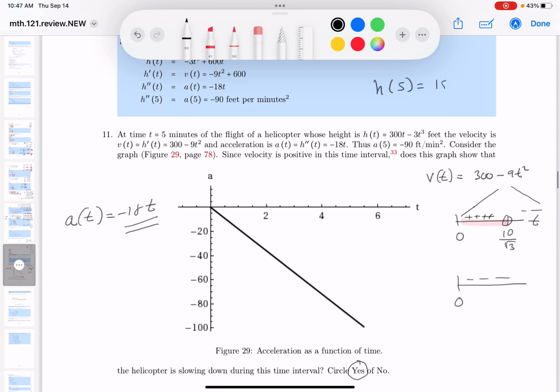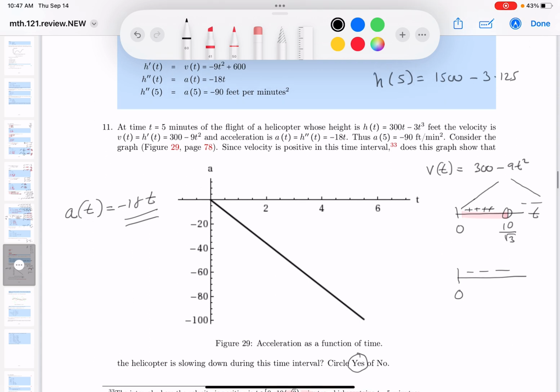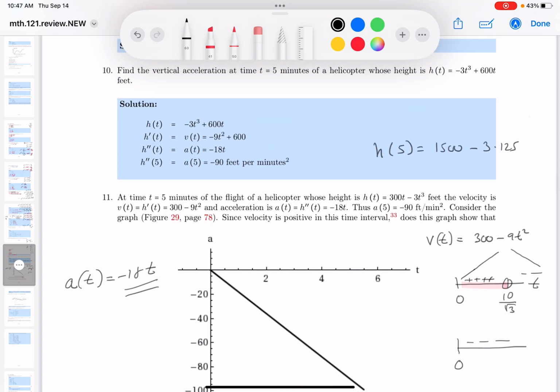That's going to be 1,500 minus 3 times 125. It's certainly above the ground. I'm not worried about that. All right. So when does it hit the ground? It hits the ground. Yeah, maybe I should do that.